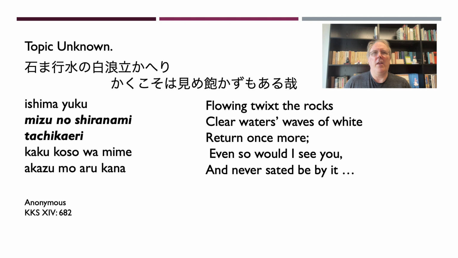This poem is an allusive variation on an anonymous love poem from Kokinshu. Topic unknown. Ishima yuku mizu no shiranami tachi kaeri, kaku koso wa mime akazu mo aru kana. Flowing twixt the rocks, clear waters, waves of white, return once more. Even so would I see you, and never sated be by it.